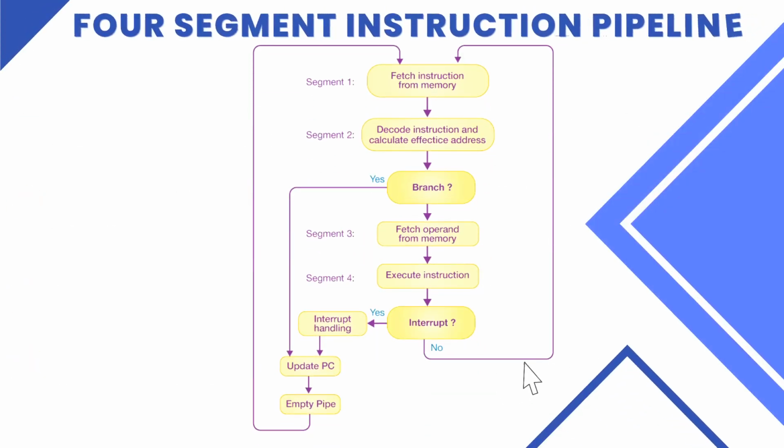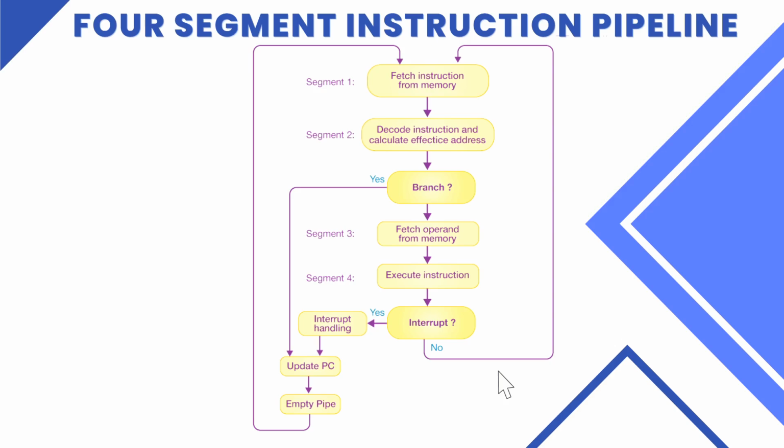A four-segment instruction pipeline unifies two or more distinct segments into a single unit. For example, the decoding of the instruction and the calculation of the effective address can be merged into a single segment. A four-segment instruction pipeline is illustrated in the block diagram.